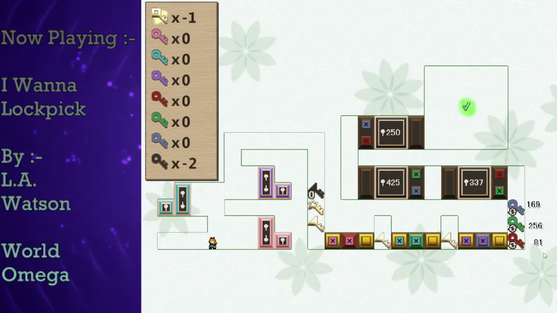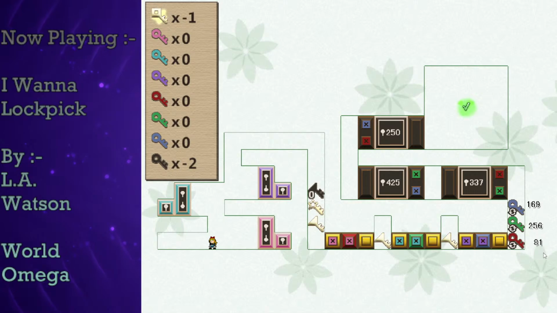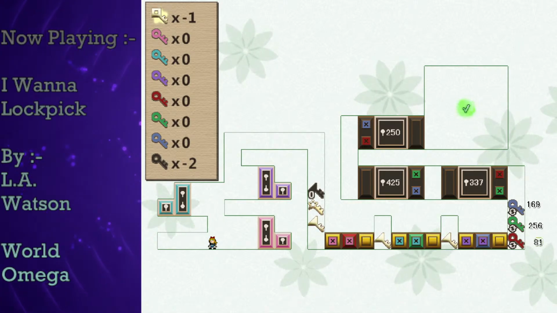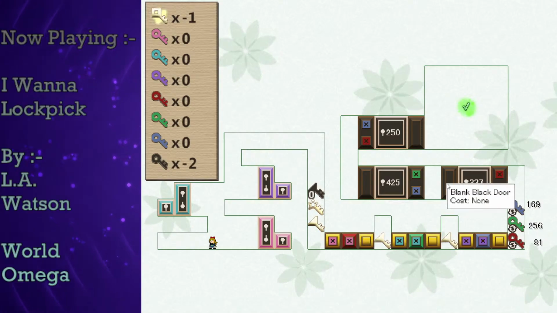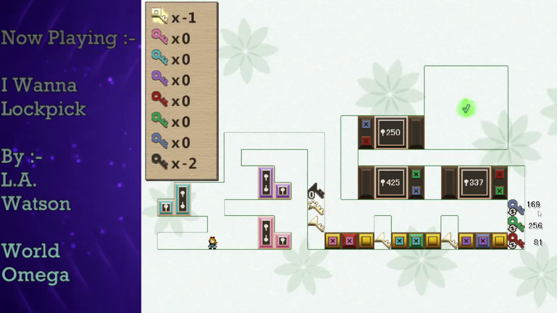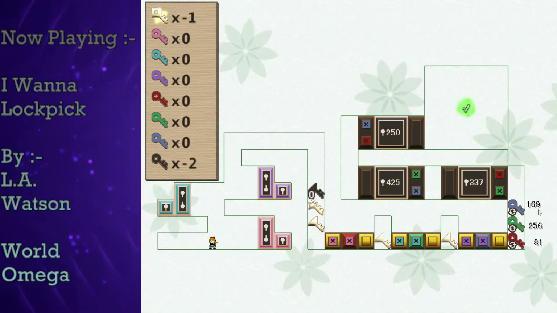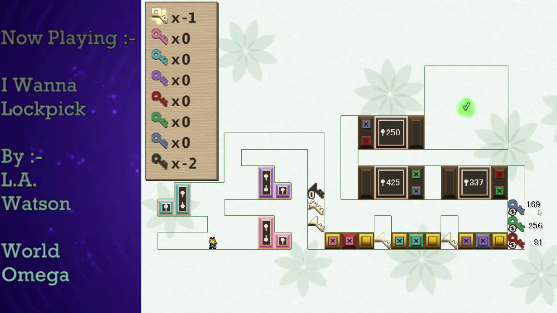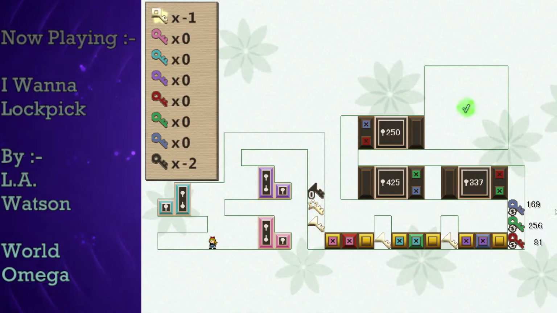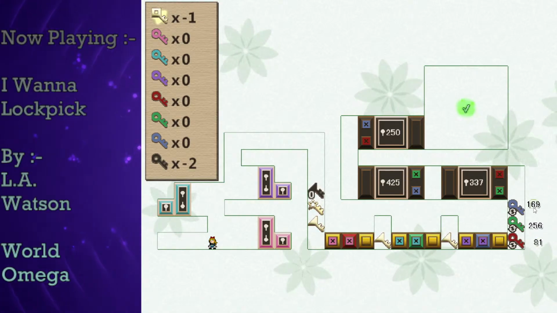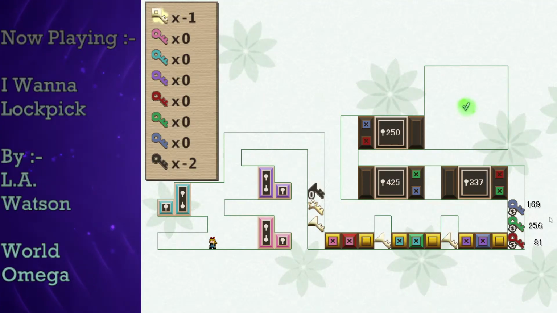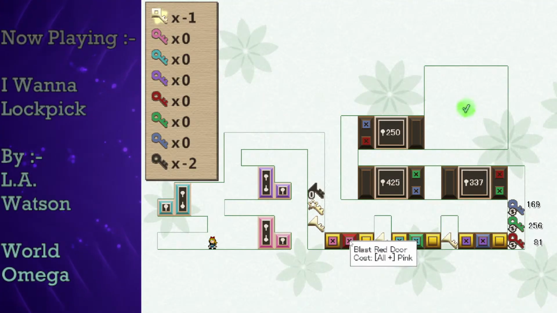Yep. That makes sense. Right? Because 81 plus 256 is 337. Boom. And 256 plus 169 is 425, yep, and 81 plus 169 is 250. Yep, see, that works.